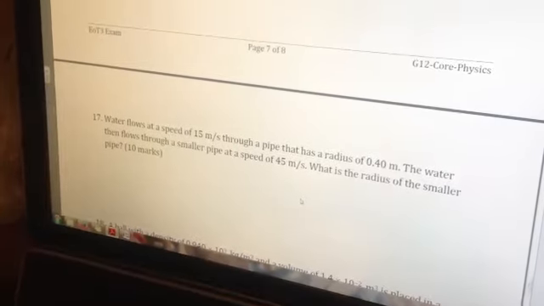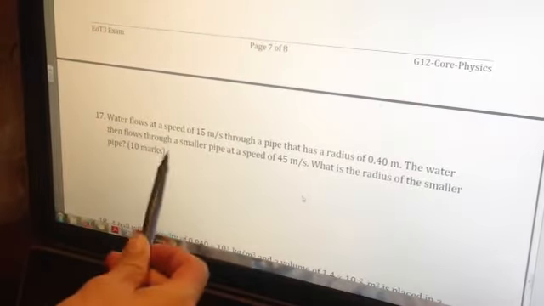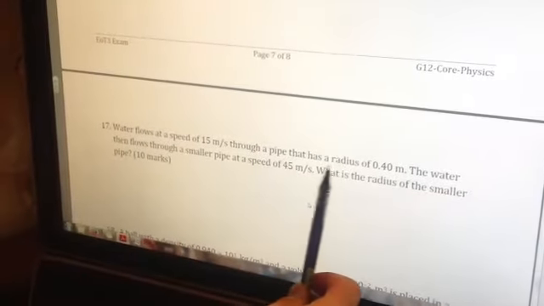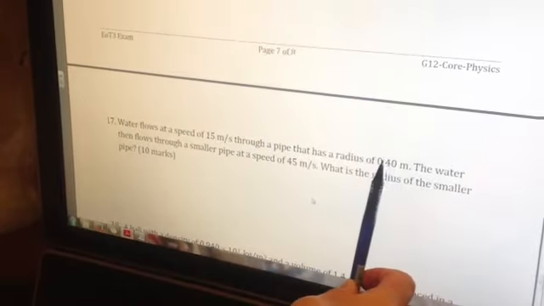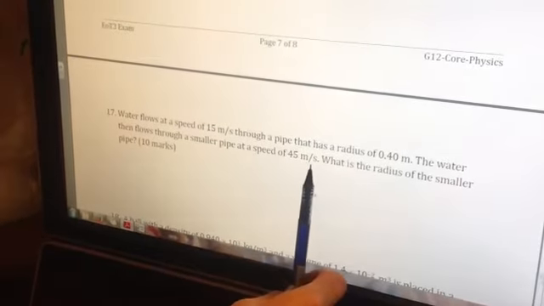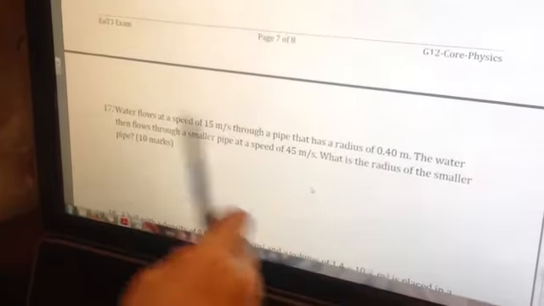Water flows at a speed of 15 meters per second through a pipe that has a radius of 0.4 meters. The water then flows through a smaller pipe at a speed of 45 meters per second. What is the radius of the smaller pipe?